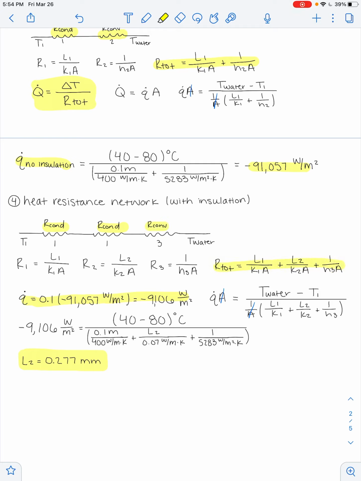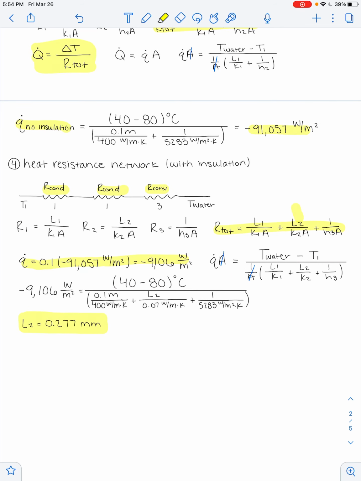We can find an R total where the only unknown is L2. And then using the Q that's determined and the R total equation, we can solve for L2, which is 0.277 millimeters.